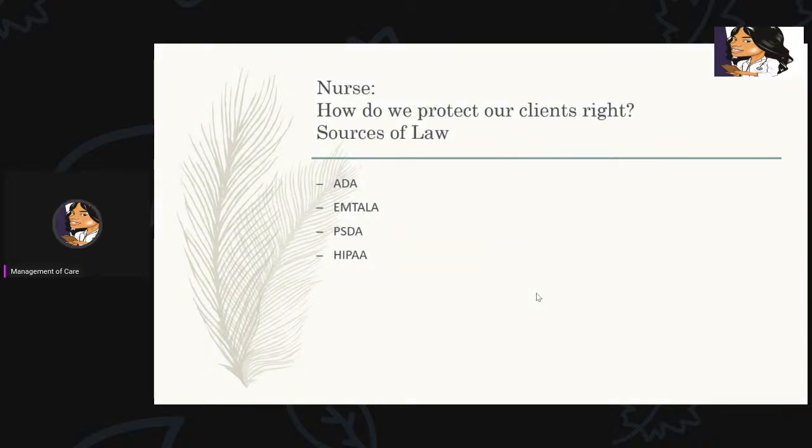These are some laws that govern us also, that we have to make sure we are aware of. It's the ADA, Americans with Disabilities Act. You have EMTALA, the Patient Self-Determination Act, and of course HIPAA. So these are sources of laws that we as healthcare providers must adhere to. We must be aware of them.